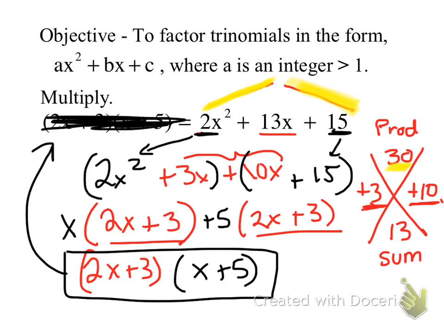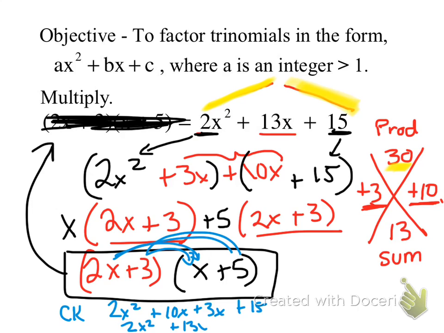Now, we can always double check our work by double distributing. This is the check. 2x times x is 2x squared, plus 10x, plus 3x, plus 15. That gives us 2x squared plus 13x plus 15. And really, you should be double checking that you did it right.